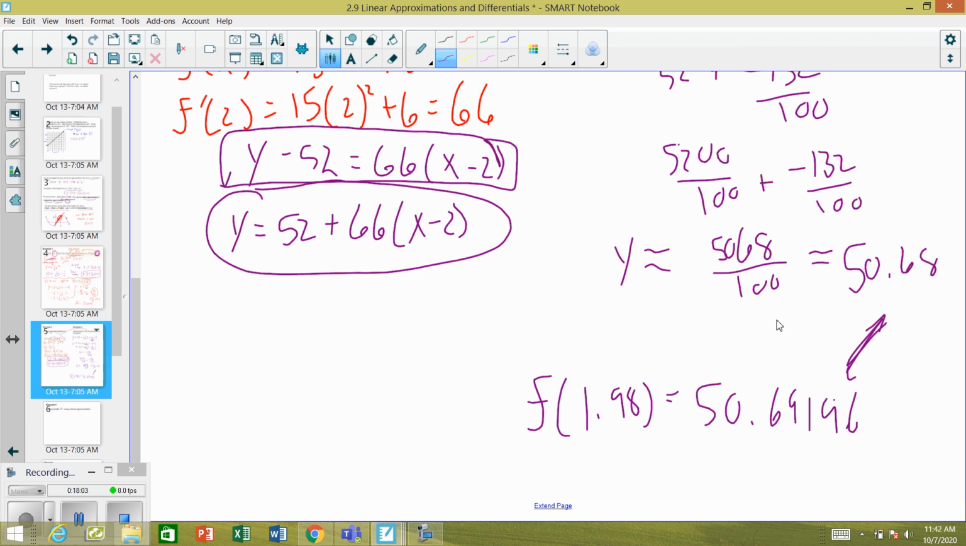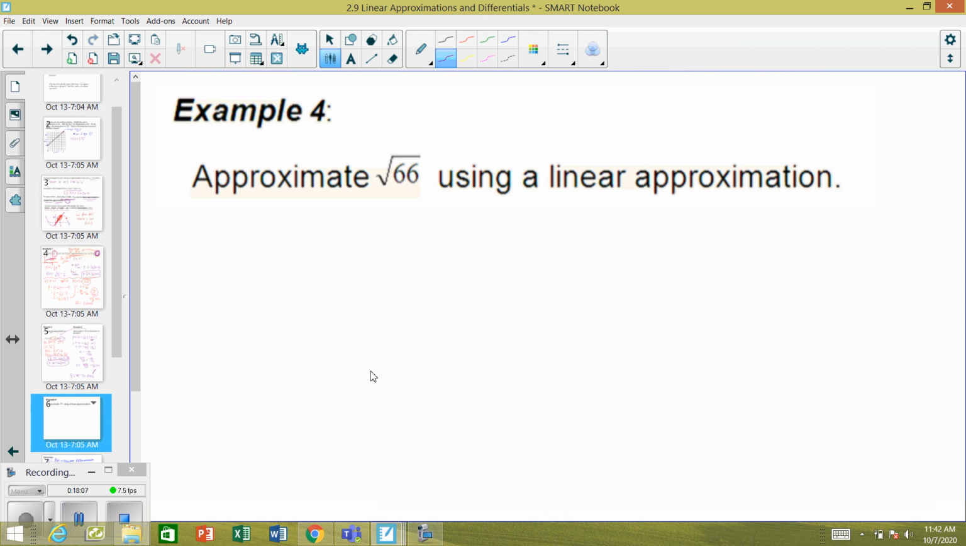Okay. All right, I got one more, and then we'll call it. This is approximate the square root of 66 using a linear approximation. So this problem is a little unique because I'm not telling you an explicit equation. So how can I approximate the square root of 66 using a linear approximation? Well, the square root of 66, I don't know that. I'm trying to approximate that. I can't figure that out.